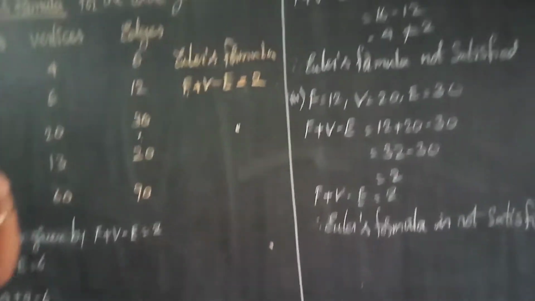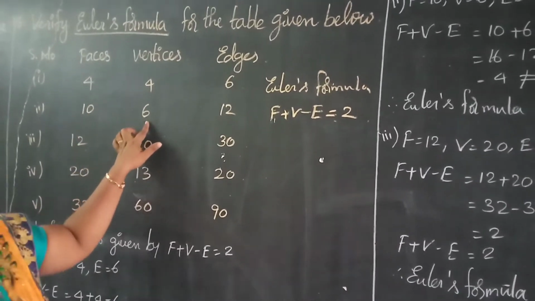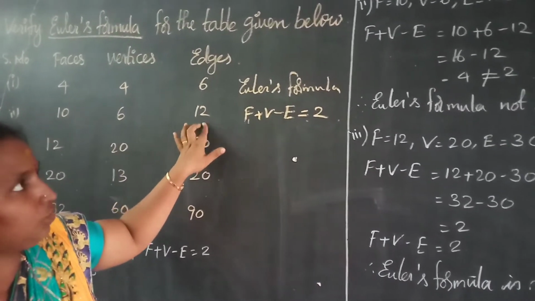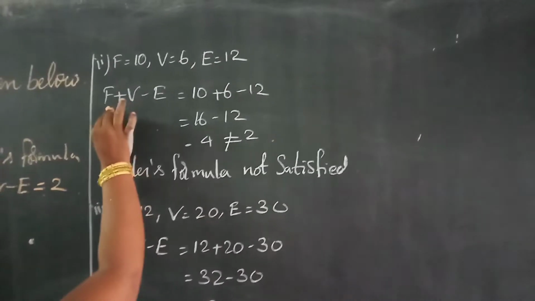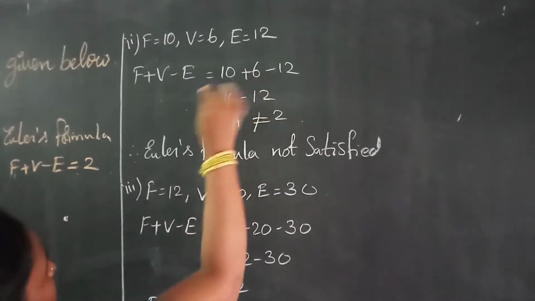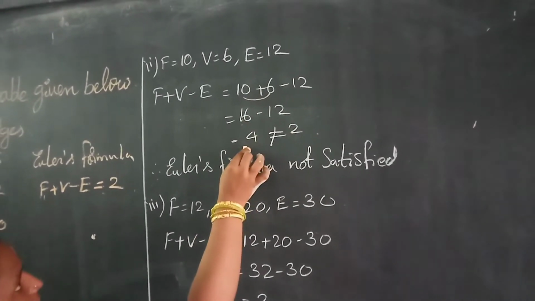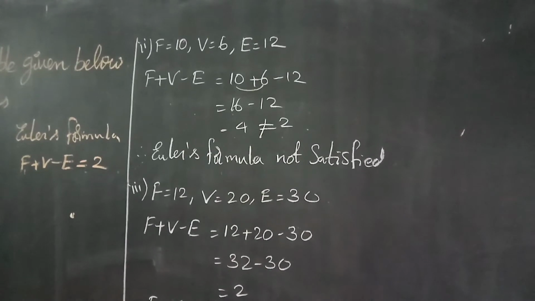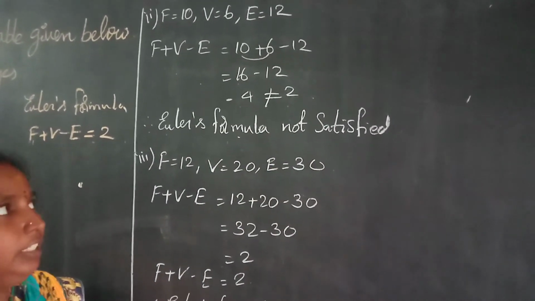So move on to the second sum. In the second sum they have given number of faces 10, vertices 6 and edges 12. So F is 10, V is 6 and E is 12. F plus V minus E equal to 10 plus 6 minus 12. 10 plus 6 now we get 16. 16 minus 12 we get 4, which is not equal to 2. Therefore Euler's formula is not satisfied.